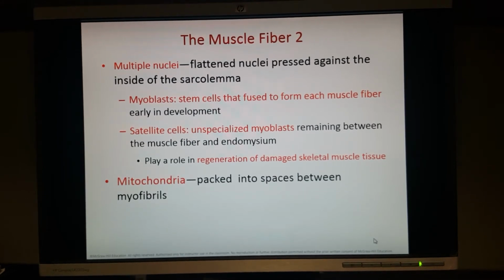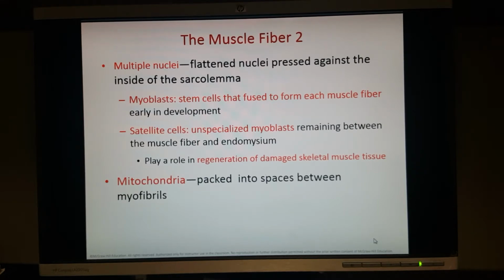Associated with your muscle fibers are the satellite cells. They're unspecialized myoblasts, so they haven't been differentiated to turn into our muscle fibers. These satellite cells help to regenerate damaged skeletal muscle tissue. So, for example, as you're working out and you make those little tears in your muscles while lifting weights, those cells help to repair your muscle after doing so.